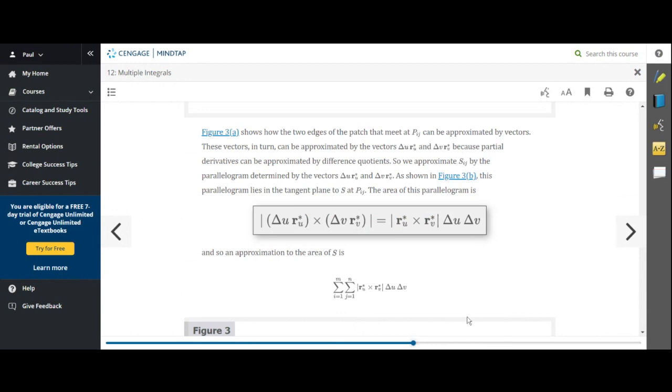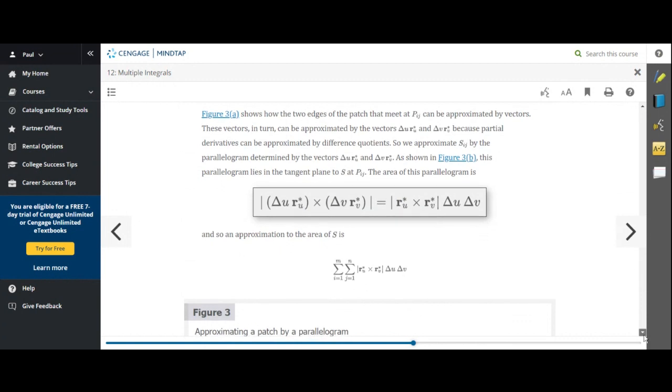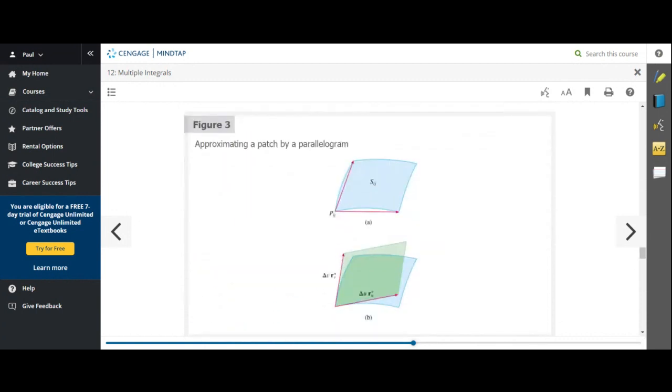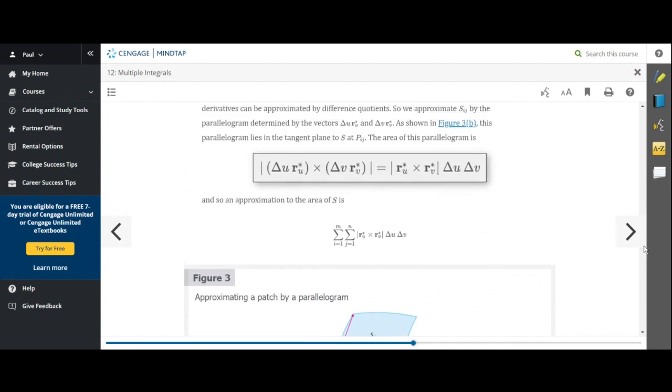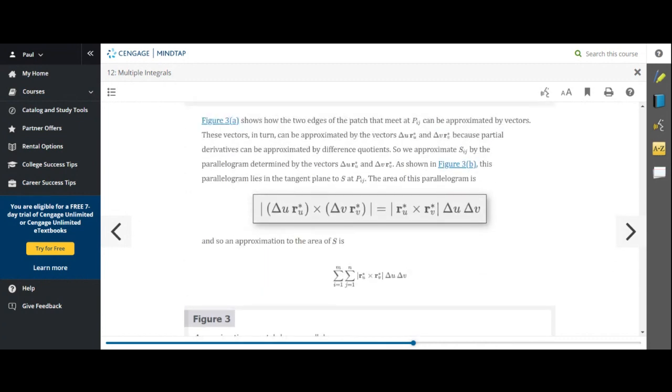Okay, let me just see here if you were able to see. Yeah, you saw the pictures okay, class? Everybody's good? Okay, good, excellent.